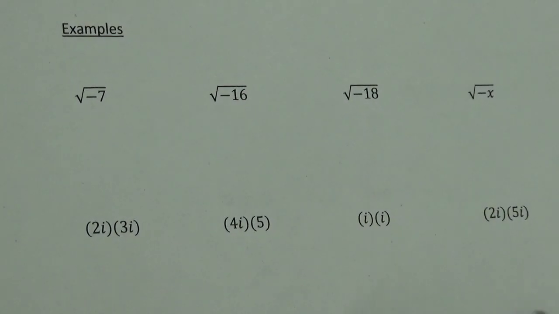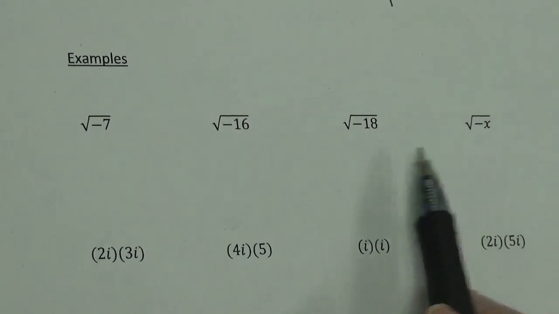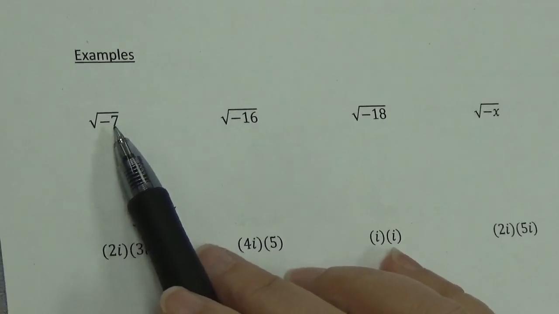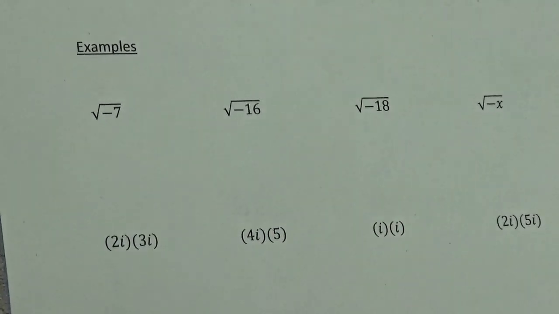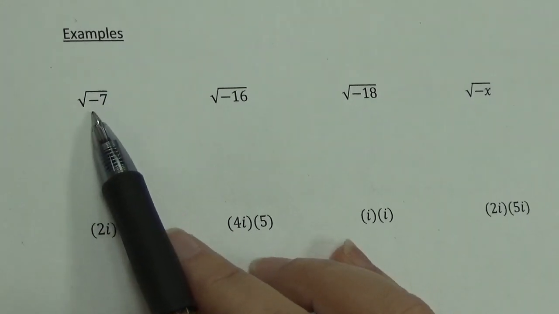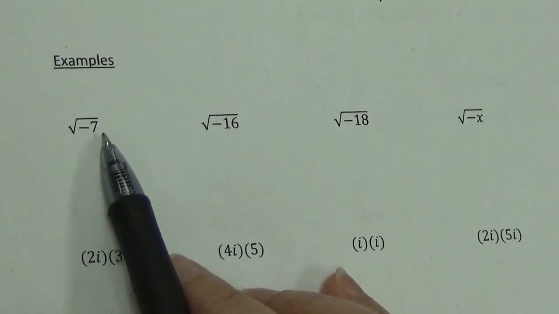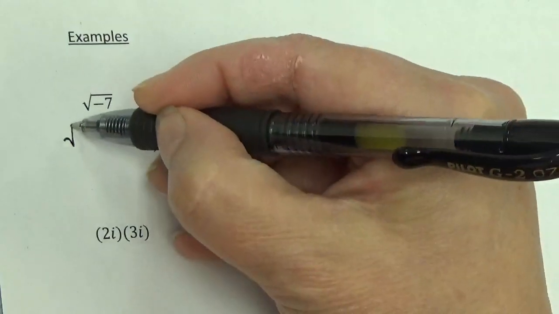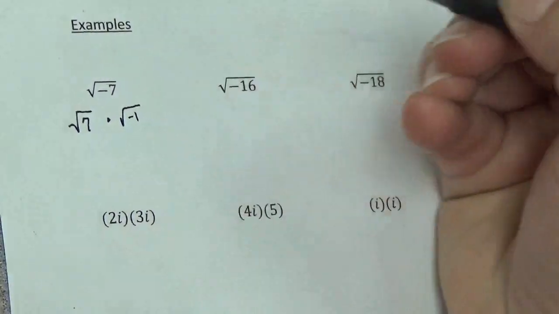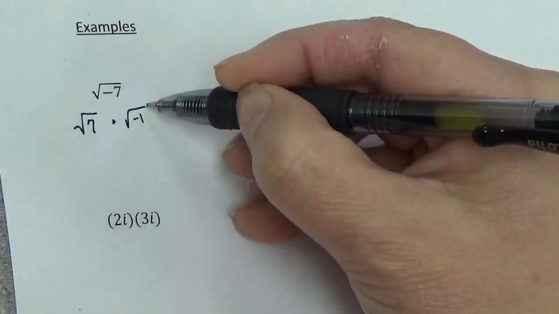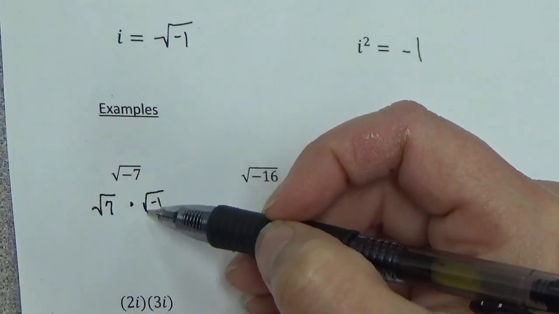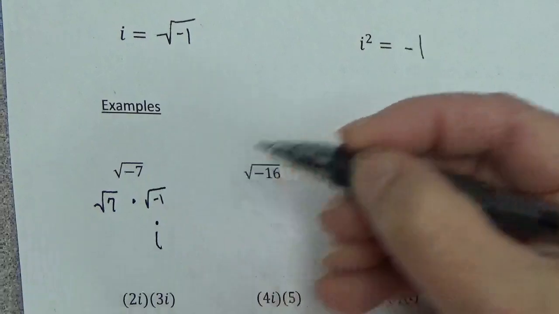So let's look at this first row of examples. I'm going to show you, don't write on your paper yet, why the answer is what it is, and then we'll talk a little bit about a shortcut. When you have radicals or square roots, this square root could be written as the square root of negative 7 times the square root of -1. And we know, because of the definition of the imaginary unit, the square root of -1 is i.